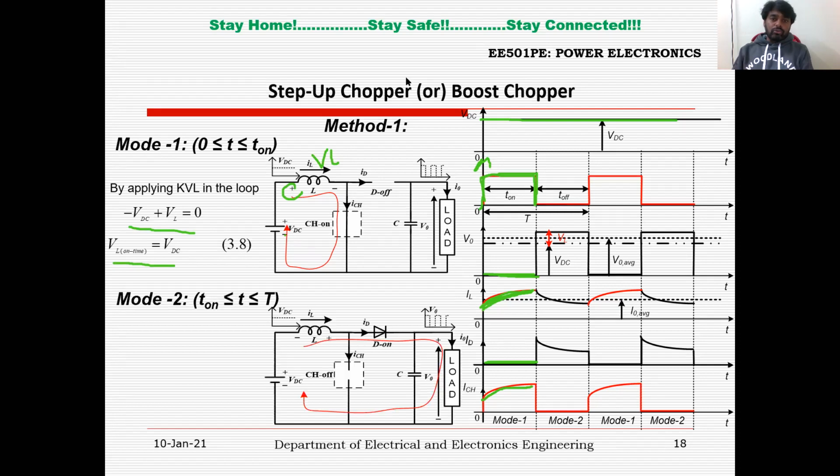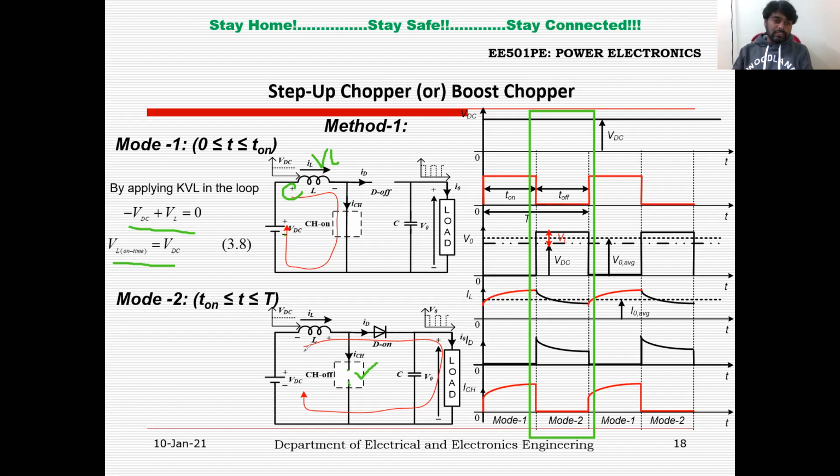So in mode 2, we want to make the chopper off. Forcefully we are going to make the chopper off. So these are the expected waveforms you may get during this mode 2. Now with the help of the commutation circuit, we turn off the chopper. So the chopper is replaced with an open circuit. You can see now it won't carry any current, right?